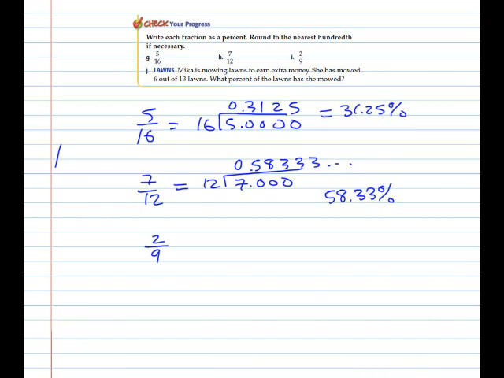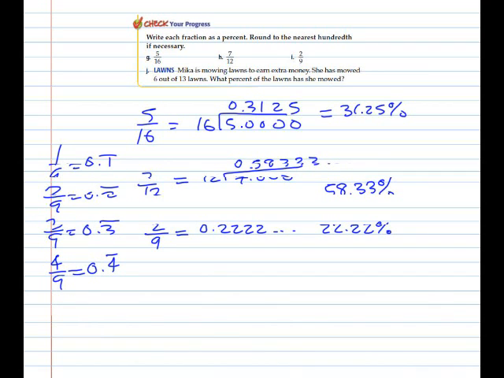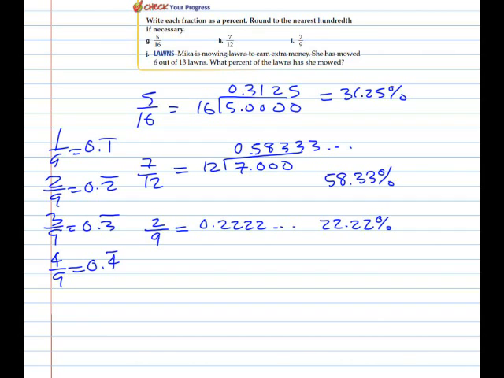2/9. This one, we're going to cheat on a little bit. I've shown kids a long time ago that there's a pattern with the ninths. 1/9 is 0.1 repeating. 2/9 is 0.2 repeating. 3/9, which is a third, is 0.3 repeating. 4/9 is 0.4 repeating. So we just flat out know that this is 0.2222... So as a percent, it's going to be 22.22%. We just know that.